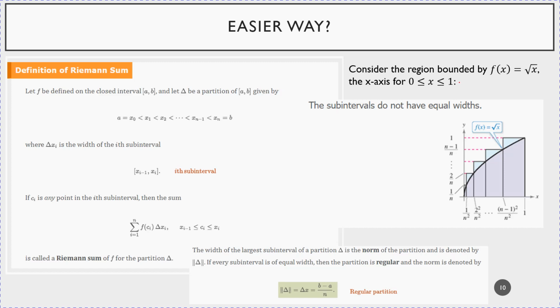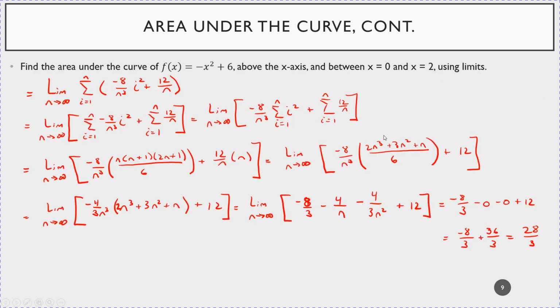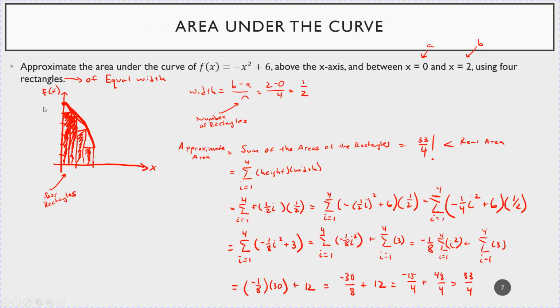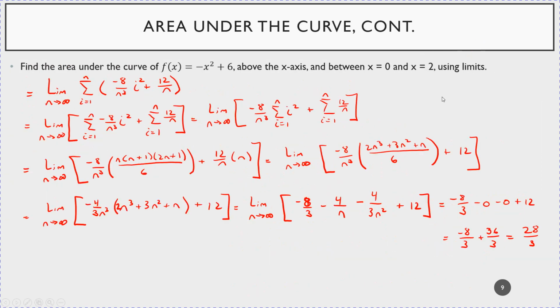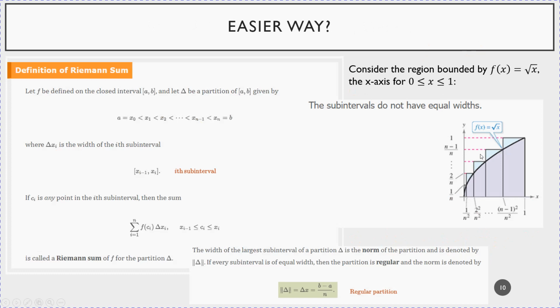So if we consider this region here, f of x is equal to the square root of x, bounded between the x-axis and x is equal to 1. There are 2 types of rectangles you can use. You can use what's called inscribed rectangles, which is what I've been doing here, where I underestimate the area. And then you could use these outside rectangles like this that overestimate the area. Doesn't matter, okay? So this mathematician Riemann introduced this concept of not using equal size rectangles. Here's the definition of what we call a Riemann sum.